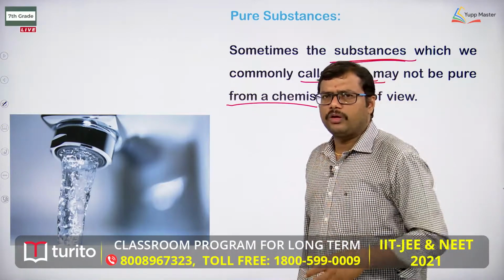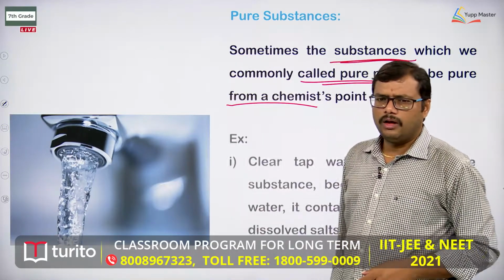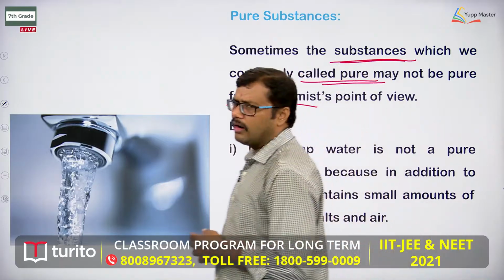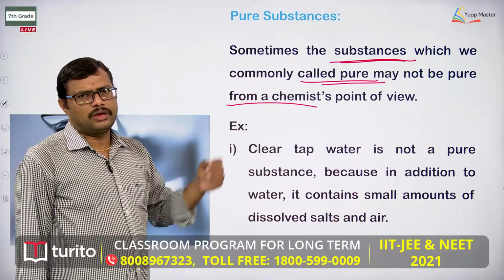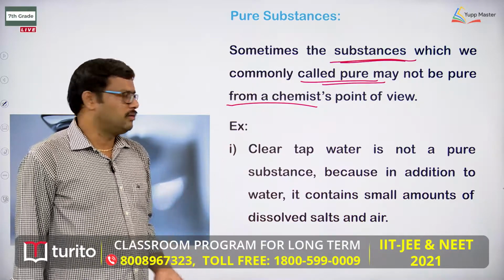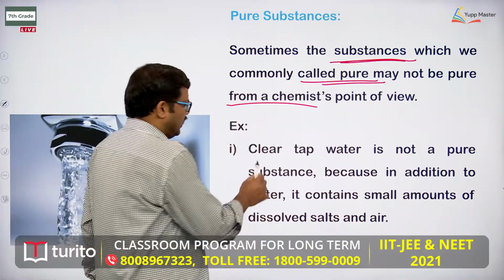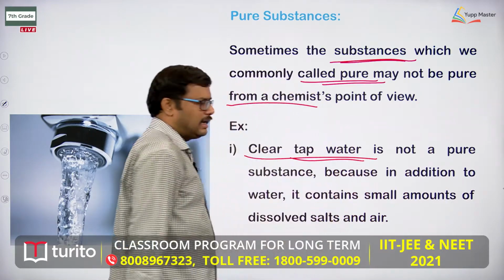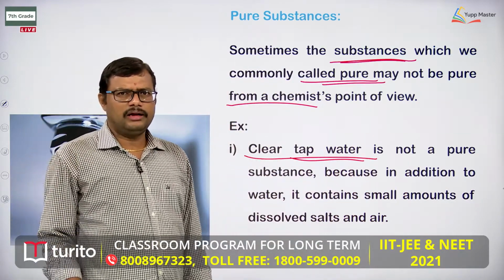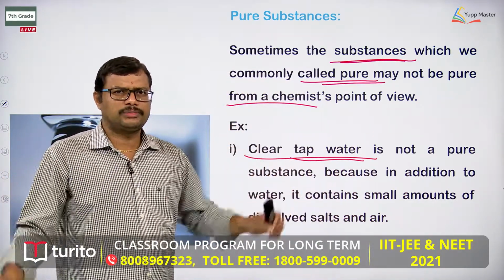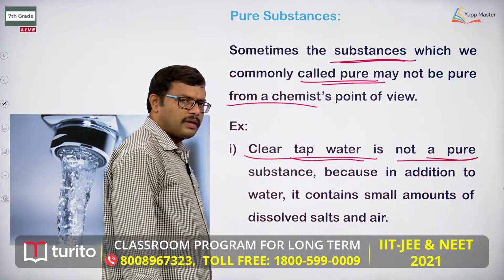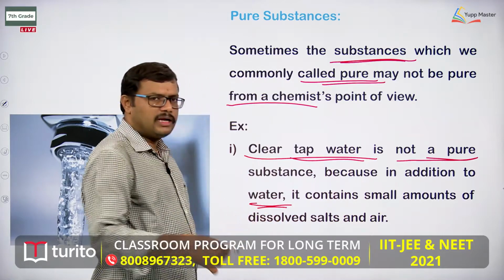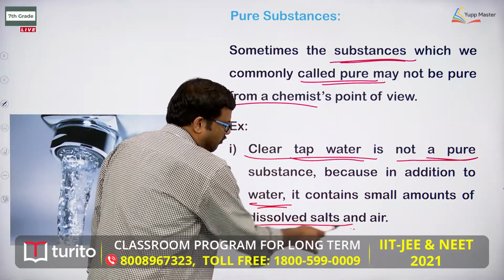Can we say it is pure water? No. Clear tap water, clear in the sense that there are no other visible particles present in it. If you collect tap water in a glass and it is very clear, there is no other substance visible, but it is not pure and cannot be considered pure. Why? Along with the water, it also contains some amounts of dissolved salts.